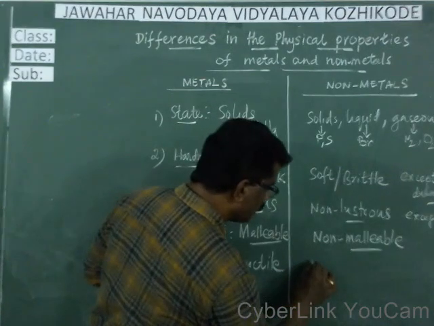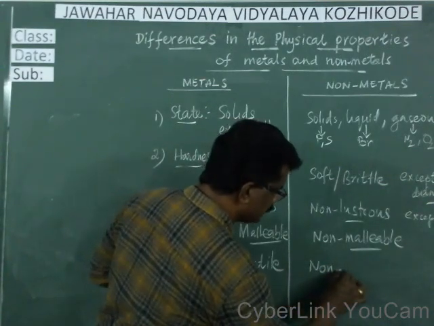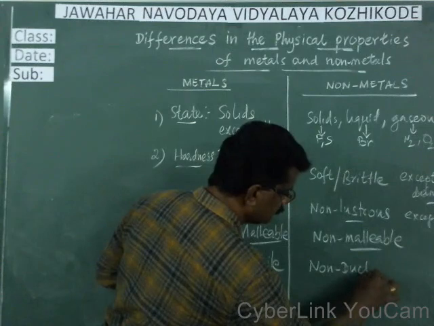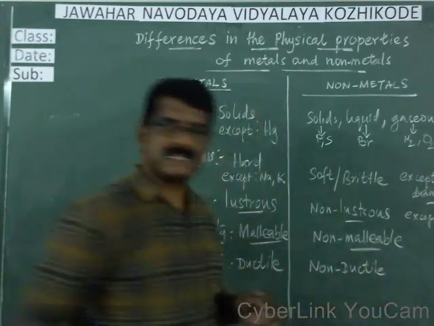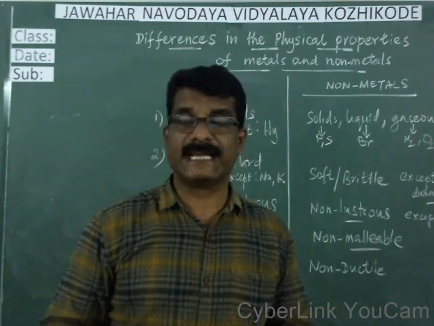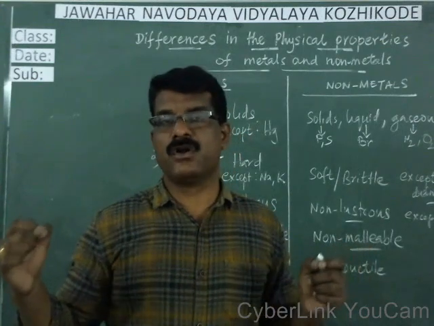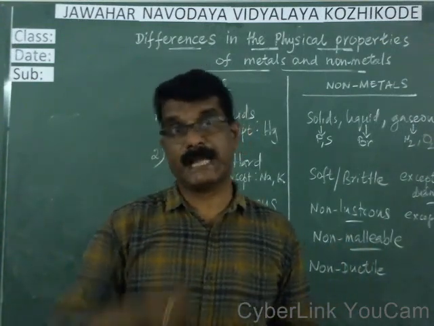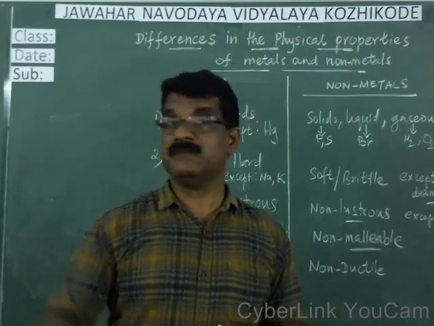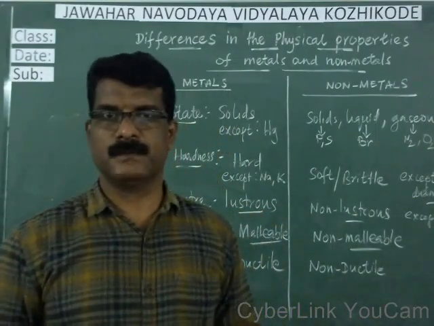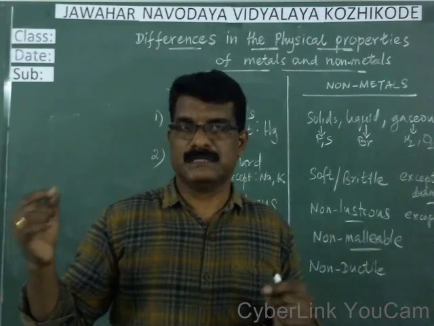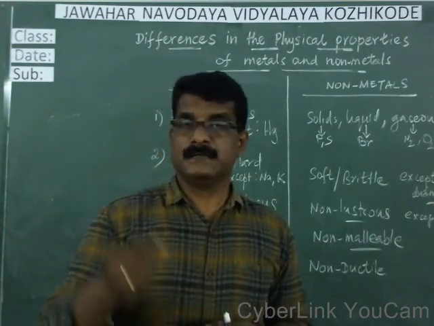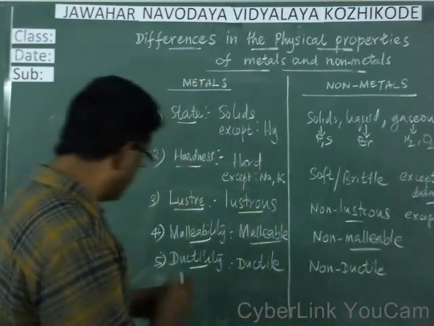The non-metals are generally non-ductile. Non-metals are non-ductile. That means they cannot be drawn into thin wires, except diamond. Okay, diamond can be drawn into wire. Even graphite also can be drawn into thin wires. So these are exceptions.